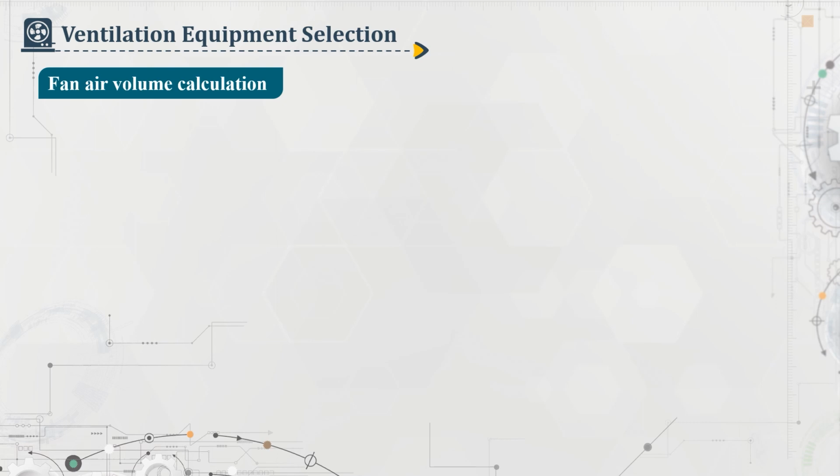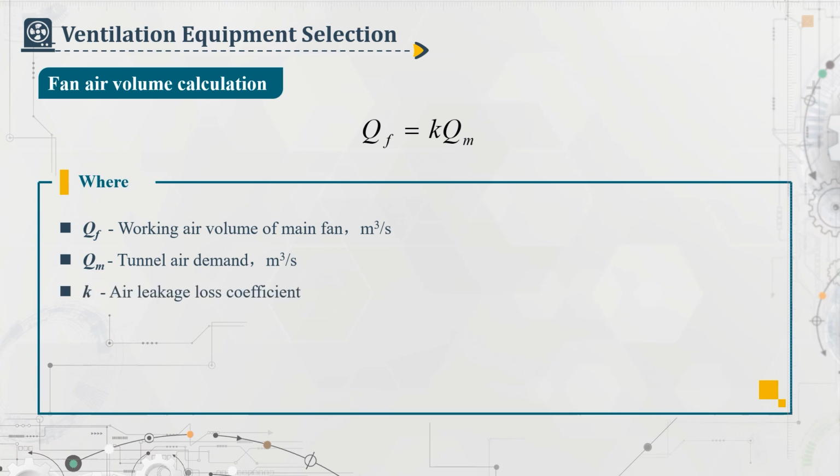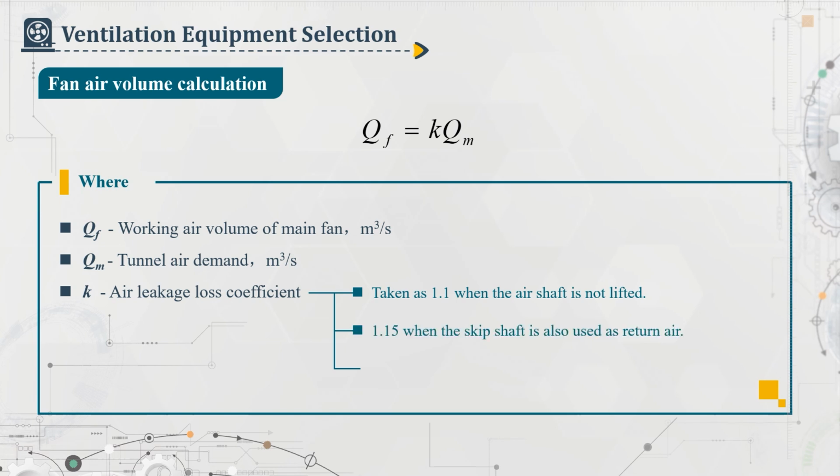The calculation formula of fan air volume is as follows, where QF is the working air volume of the main fan, QM is the tunnel air demand, and K is the air leakage loss coefficient, taken as 1.1 when the air shaft is not lifted, 1.15 when the skip shaft is also used as return air, and 1.2 for return air and lifting personnel.